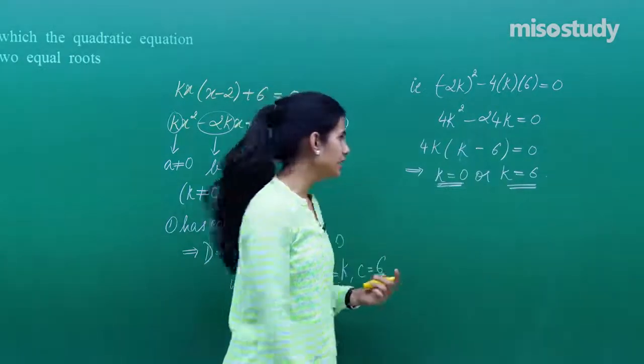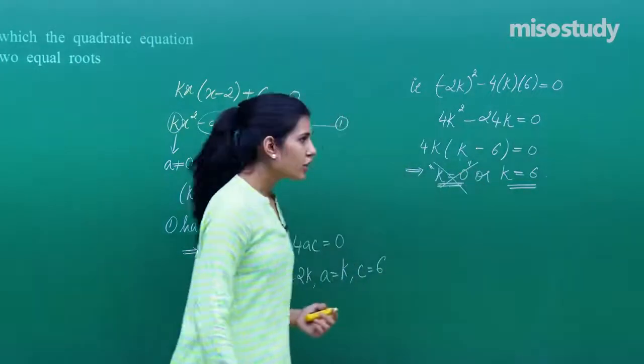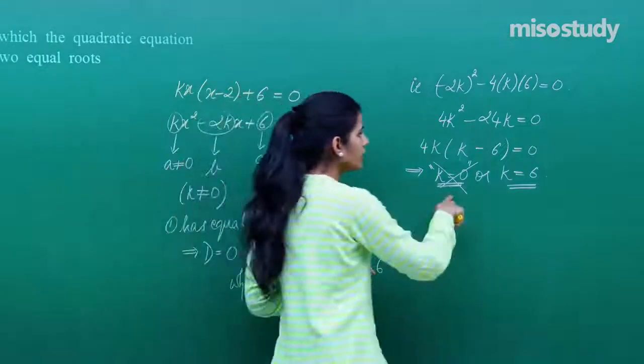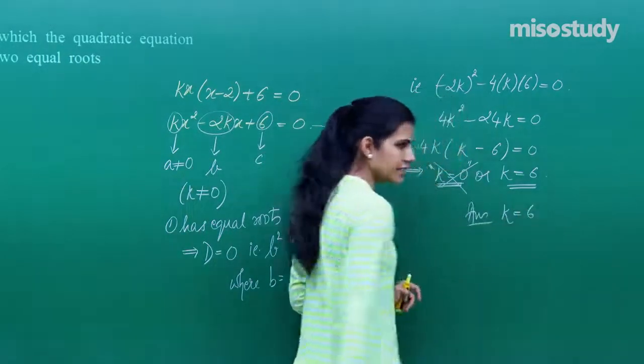it has equal roots. But k is not allowed to be 0, because if k will be 0, then this equation will no more be quadratic. So I cannot accept k equals 0. My answer is that k is equal to 6.